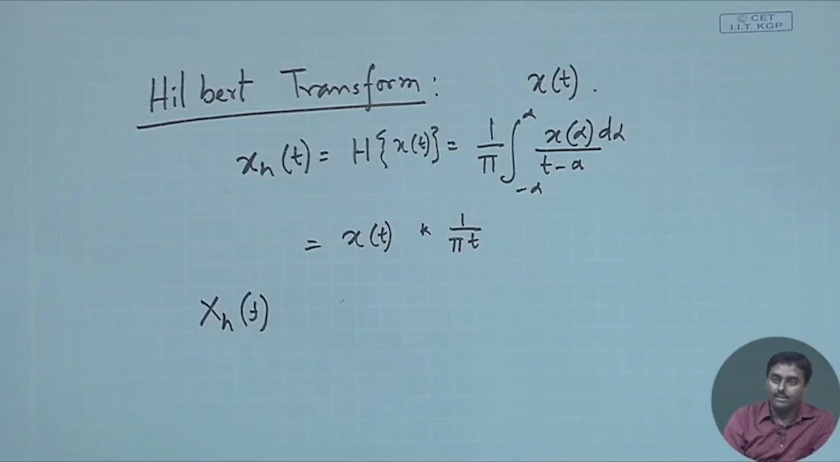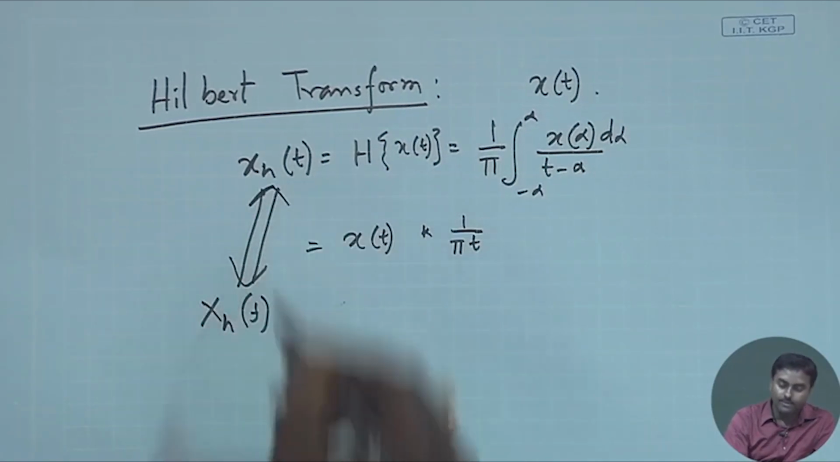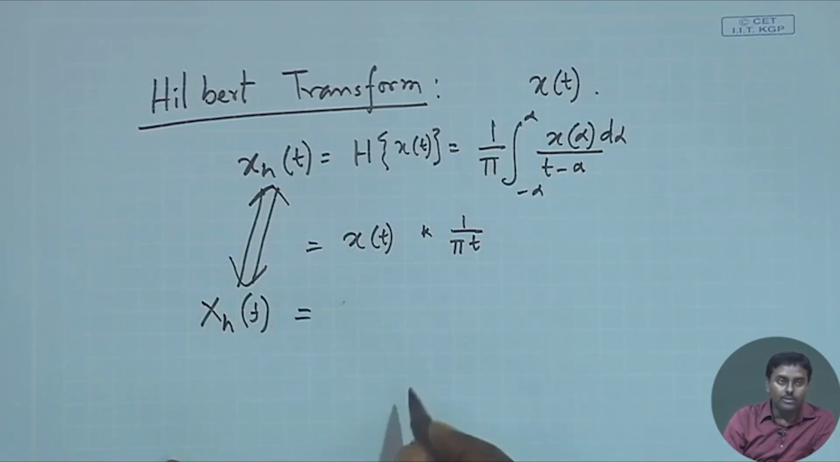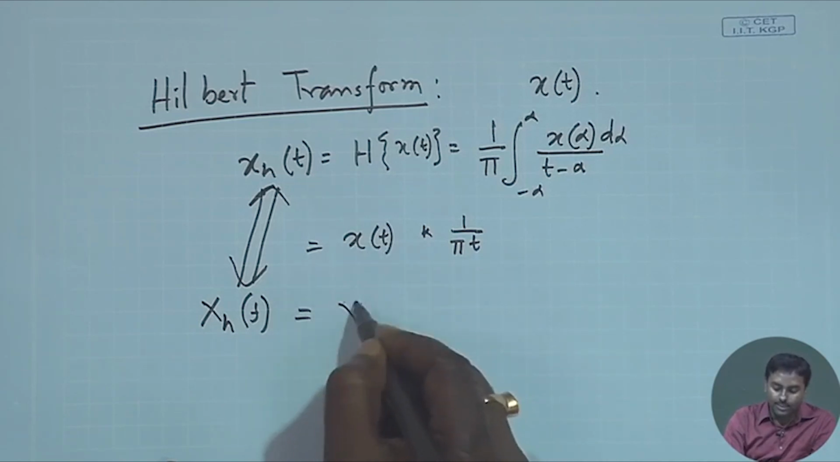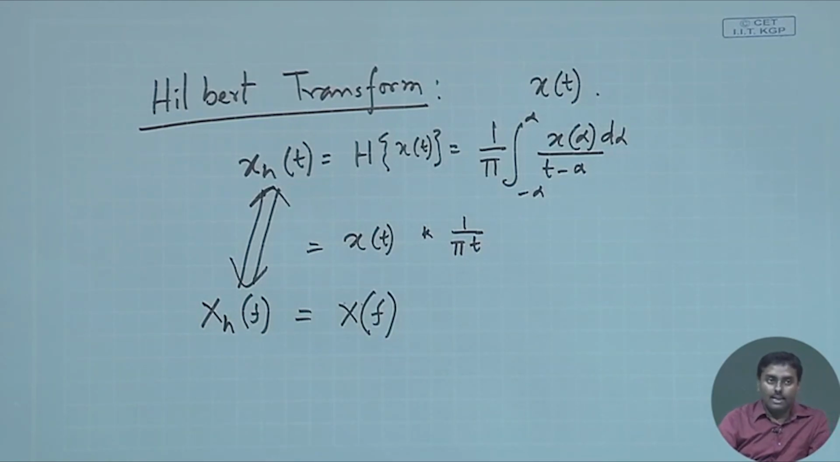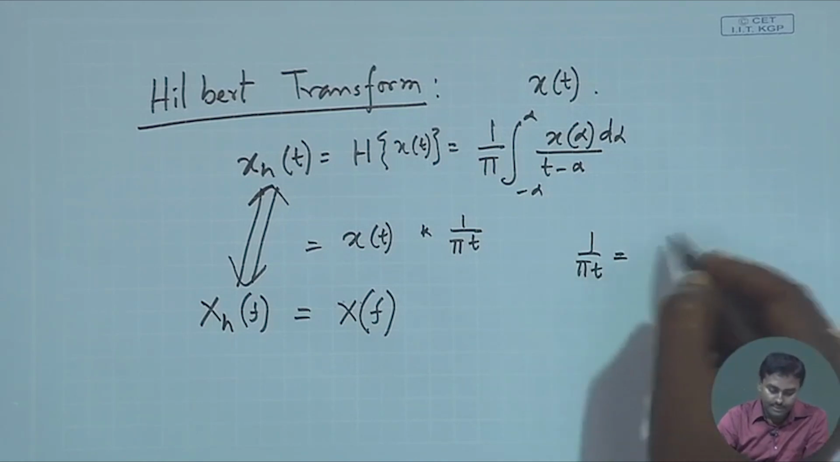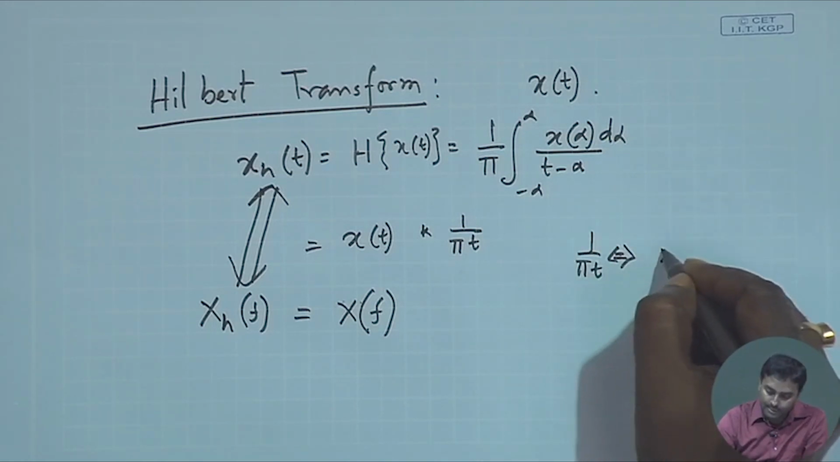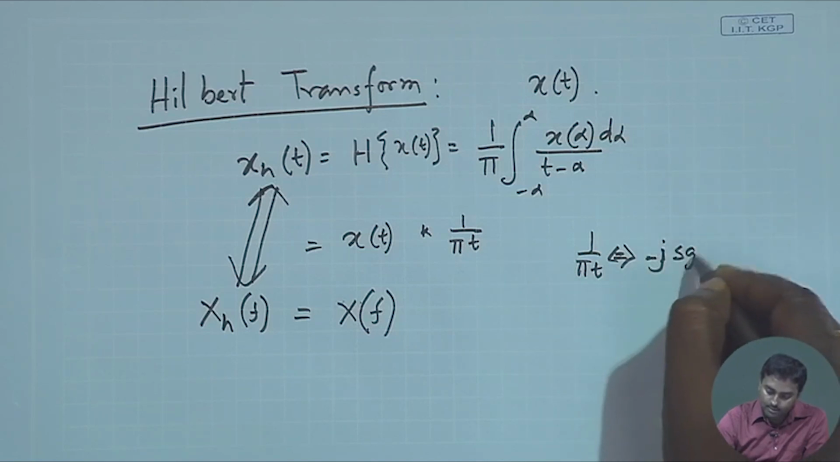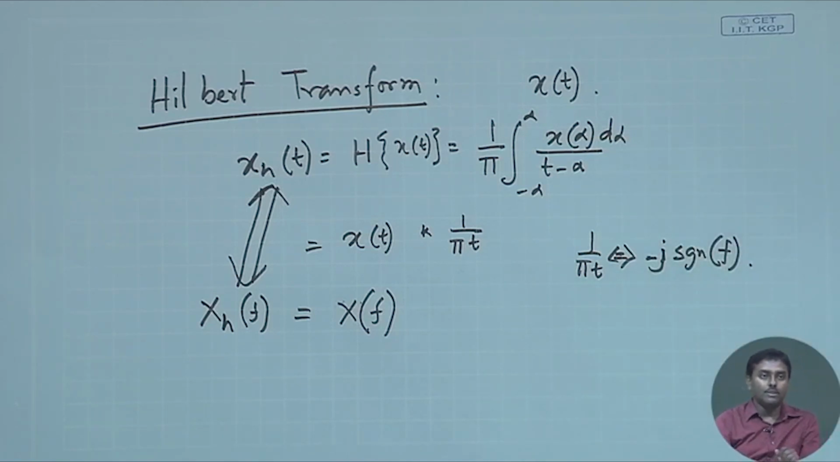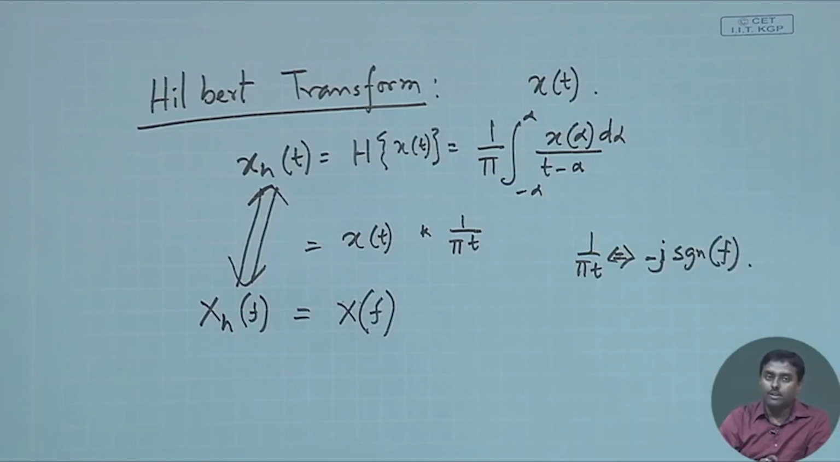So, if I represent Xh(f) as the Fourier transform of xh(t), then it must equal the product of the Fourier transforms. Suppose x(t) has a Fourier transform X(f), and for 1 by pi t, we have already defined the Fourier transform: minus j signum f. This is something we have defined, we have actually done this for signum t.